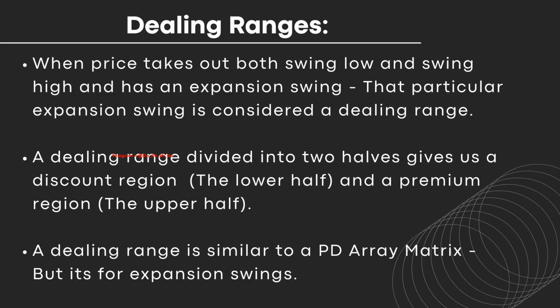Now, another thing about dealing ranges is that they are similar to PDRA matrices, or let's say a type of PDRA matrix. It's a specific type of PDRA matrix for those swings which take out both swing low and swing high. That's what we call a dealing range, and when it is divided into two halves with premium and discount, it gives us a whole framework on the higher time frame which we can integrate with market profiles on the lower time frame.